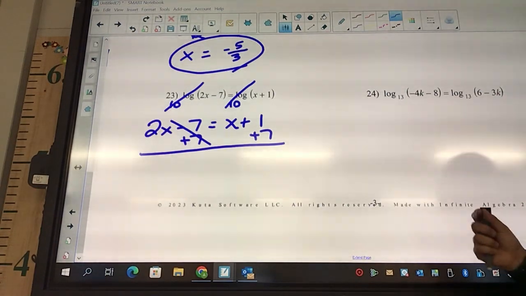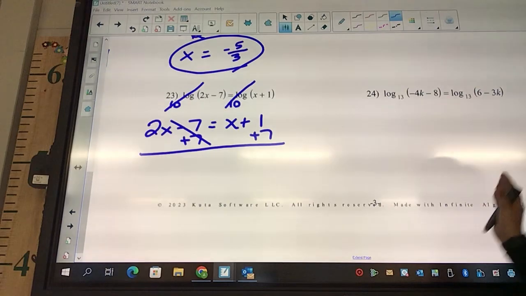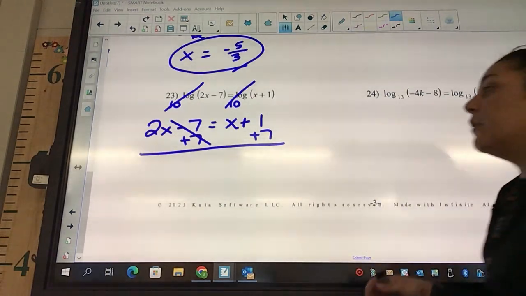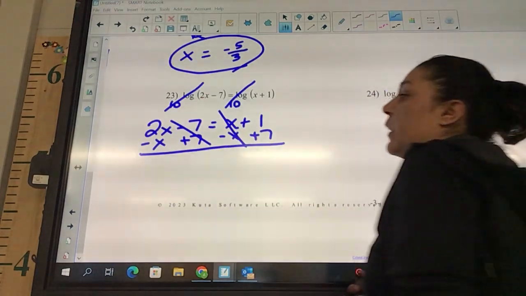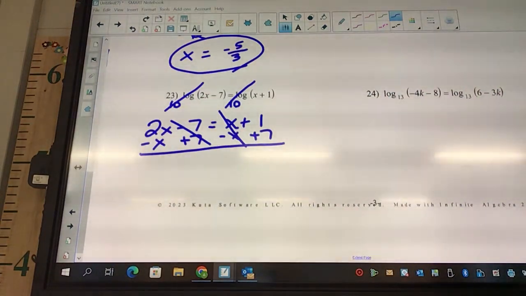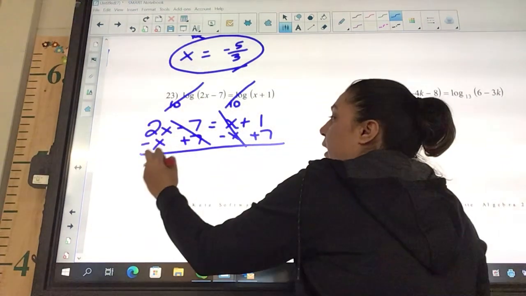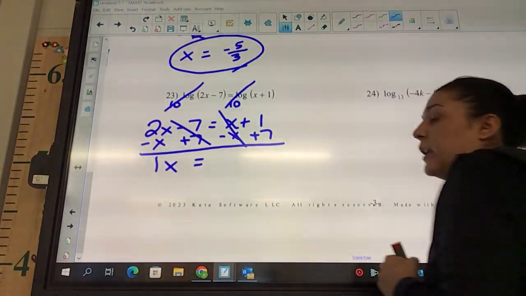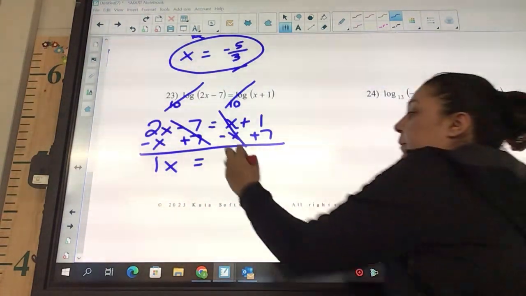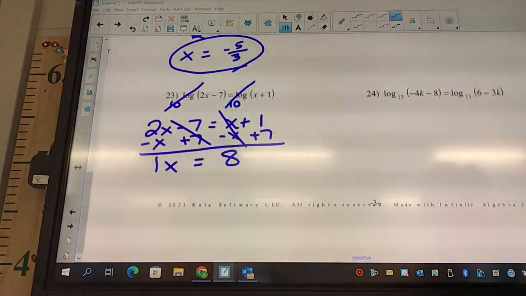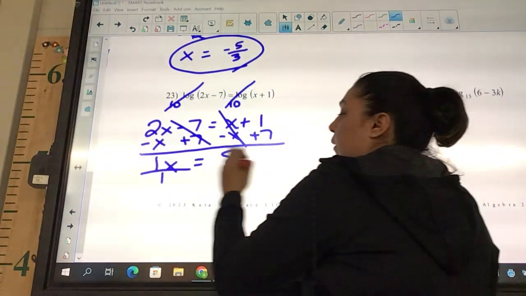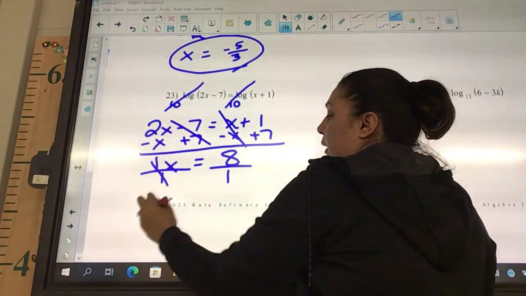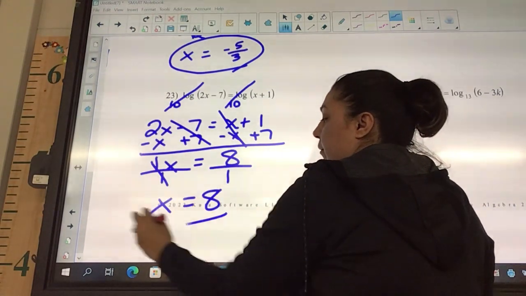The x. So remember, letters go to the left, numbers go to the right. So we're going to say minus x, minus x. What is 2x minus x? 1x equals, what are we going to get for the other side? 8. And then what? Divide by 1. So we're going to get x equals 8.